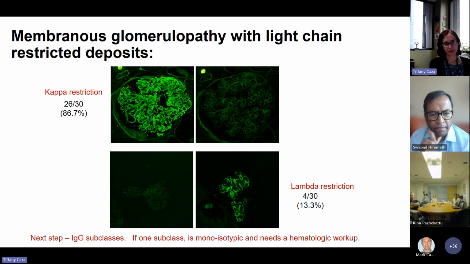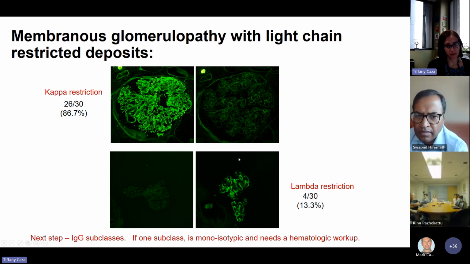That's not an antigen that we've seen yet in membranous lupus nephritis, but it's seen in the setting of CIDP. Some cases of membranous can have light chain restricted deposits. It's typically more commonly kappa than lambda, but it could be either. And if you ever see a membranous that has light chain restriction, the next step would be to do IgG subclasses. And this is a situation where it's important to do IgG subclasses in a membranous case.